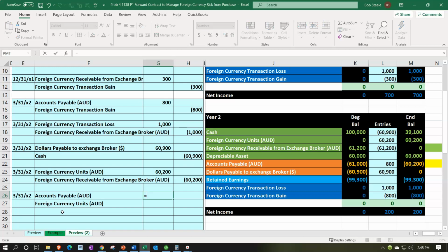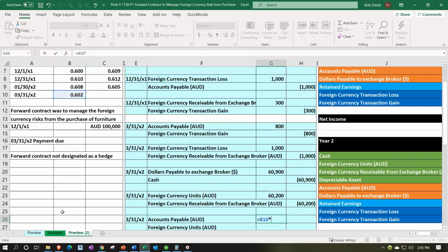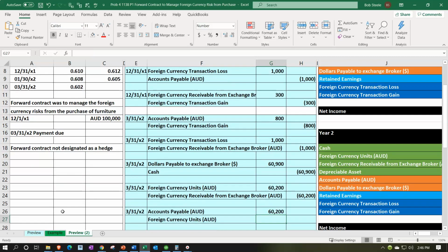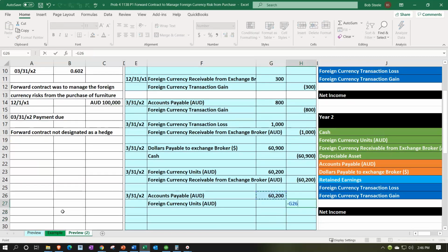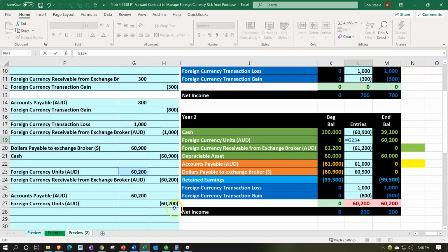And once again, let's do the calculation again, just so we can see where it comes from. 60,200 is calculated as the current spot rate times the 100,000 Australian units, which is what we're actually giving at this point, but we're valuing it at the current US equivalent using the current spot rate or exchange rate. So here's the accounts payable. I'm going to double click on it, go to the end of it, say plus, and we're going to say there's the 60,200, bringing it down to zero. Here's the foreign currency units, going up to the foreign currency units up top, double clicking on it, going to the end of it, plus, picking up the 60,200, bringing it then back down to zero.